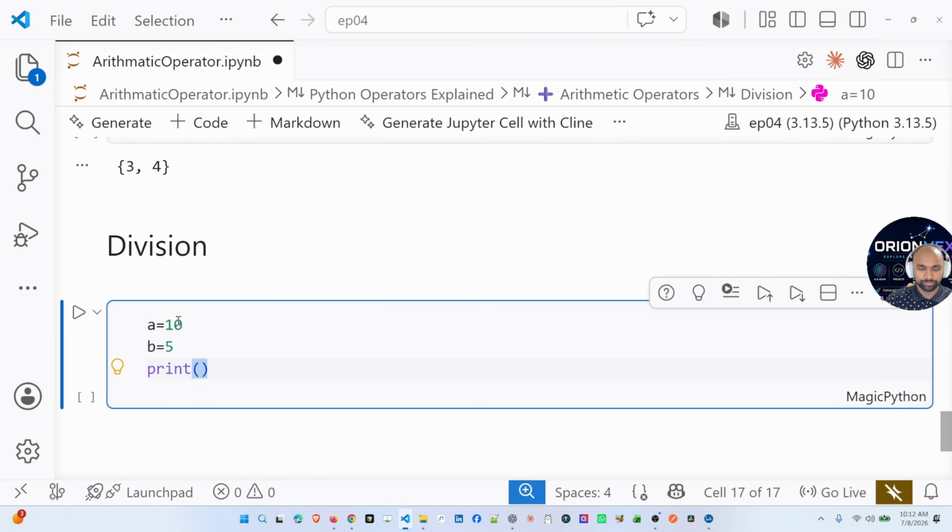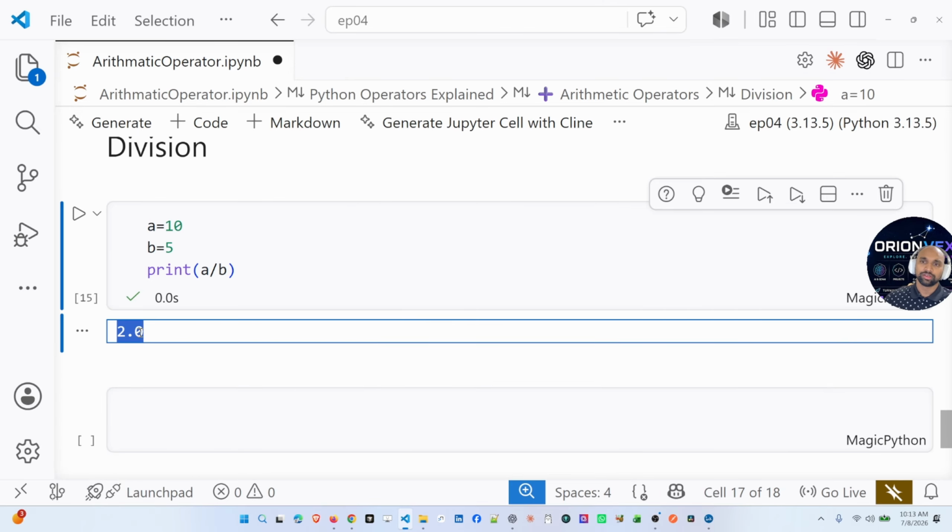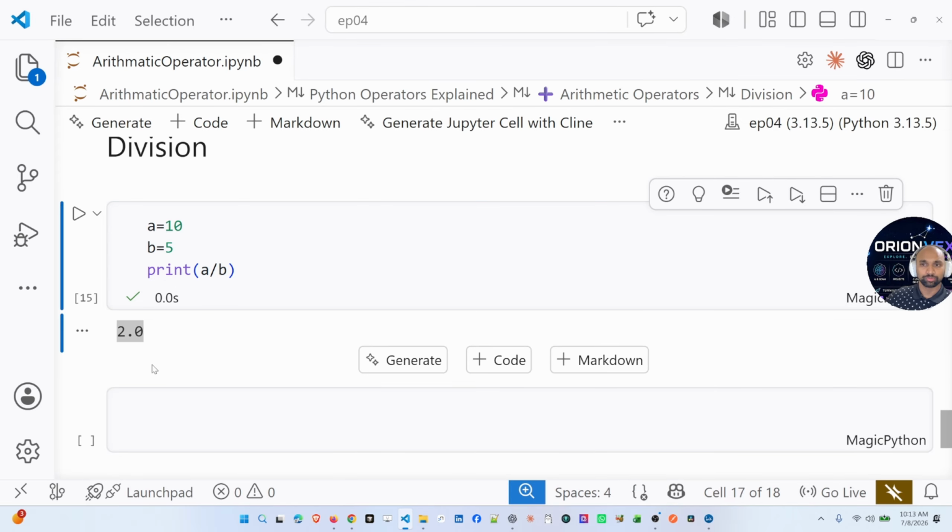Print a by b. We are taking integer a and integer b, and we are going to divide a by b. In division, the output will always be in float format. That's the default behavior, because whenever we do a division there is a chance that we will get decimal points. So by default, the division outputs a float.